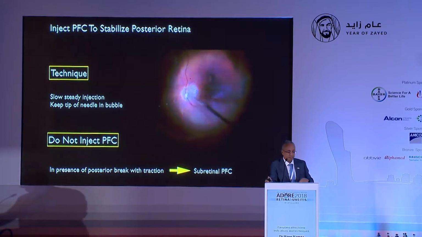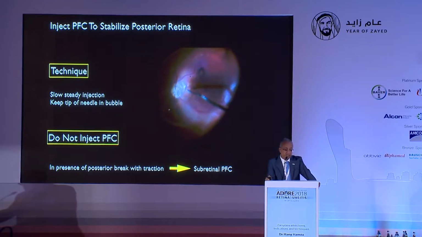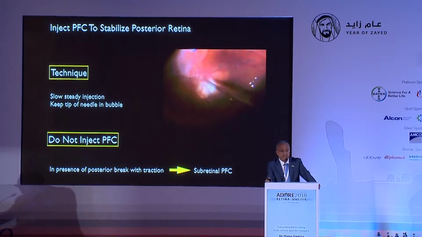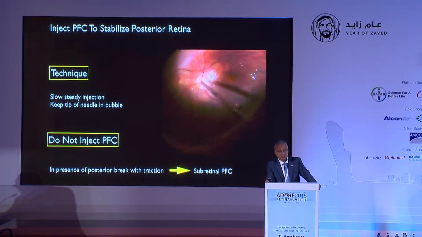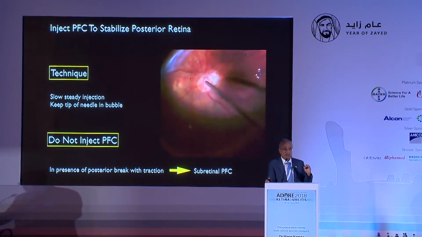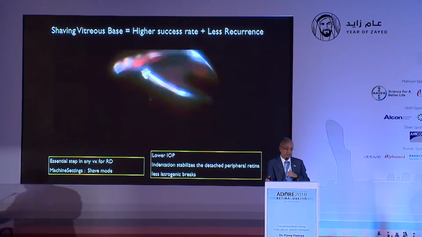complicated situation. Next, after you remove the posterior hyaloid, you inject PFC to stabilize the posterior retina. You inject the PFC slowly and keep the tip of the needle inside the bubble so as not to have fish eggs. Do not inject PFC if you have residual traction on posterior breaks, otherwise you will get subretinal PFC.